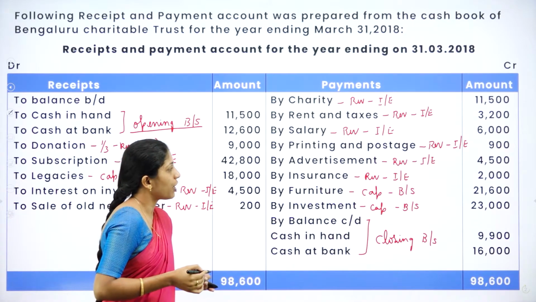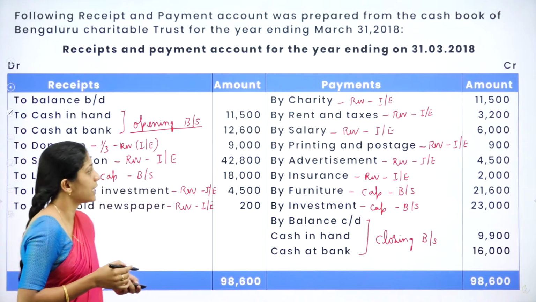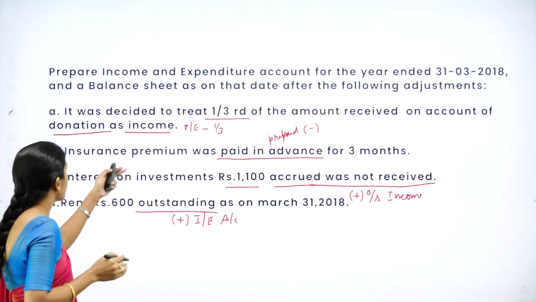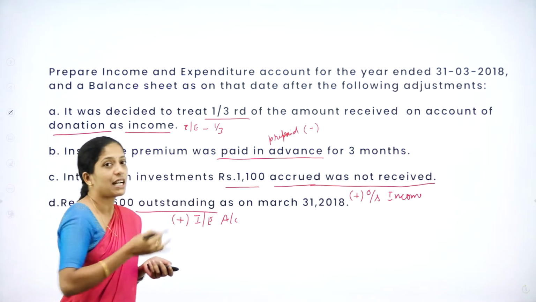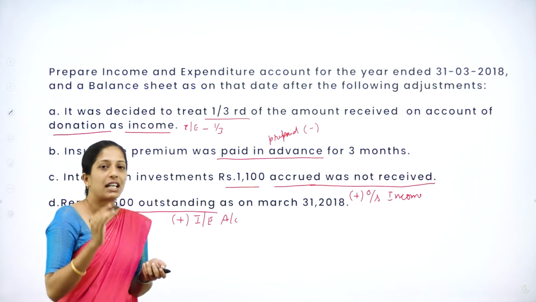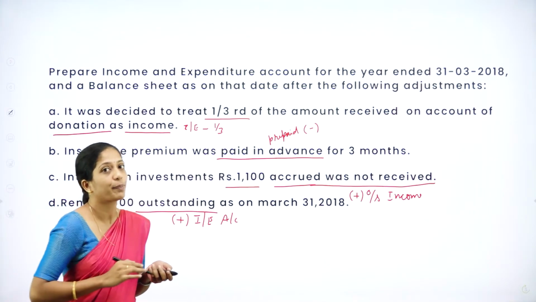Next is insurance. Insurance is 2000. Let us see whether there is any adjustment relating to insurance. Yes, insurance premium was paid in advance for 3 months. Now, they have not given the amount. As I told, if there is anything that has been prepaid, it has to be deducted.